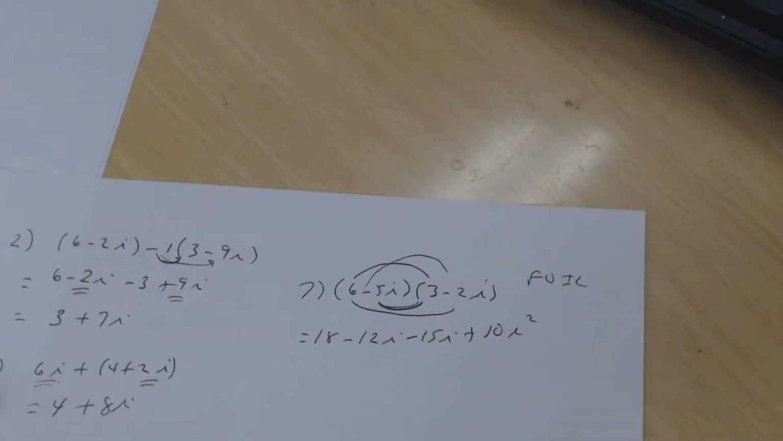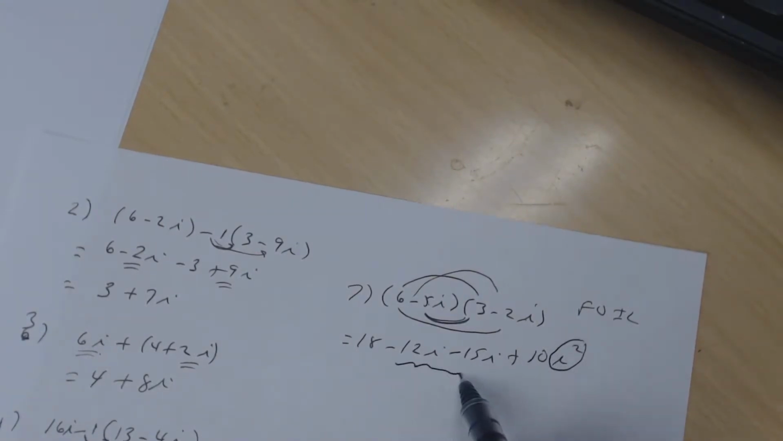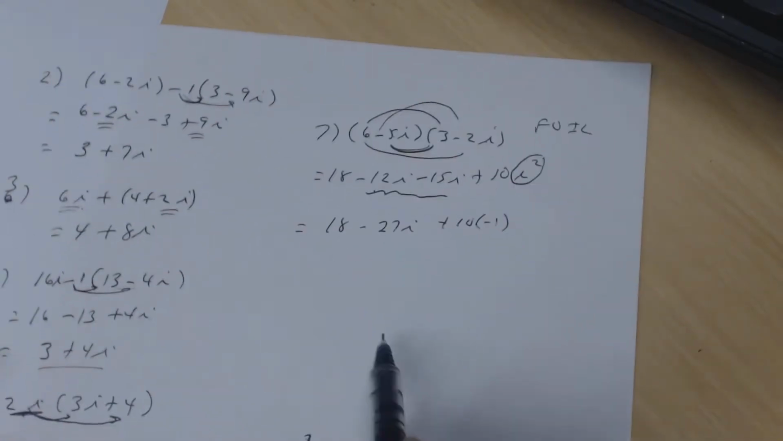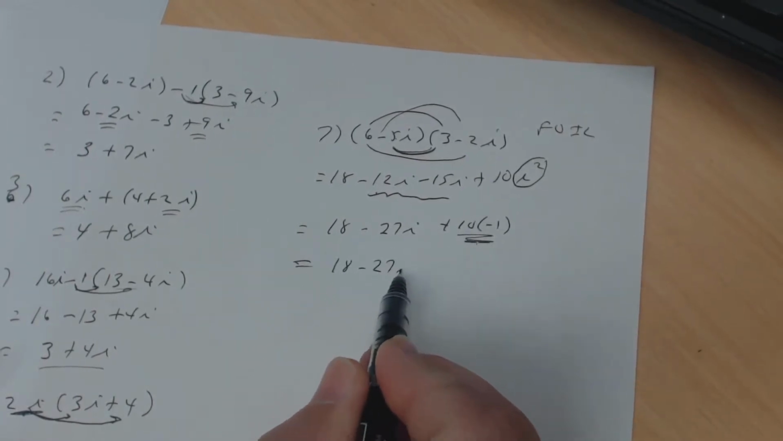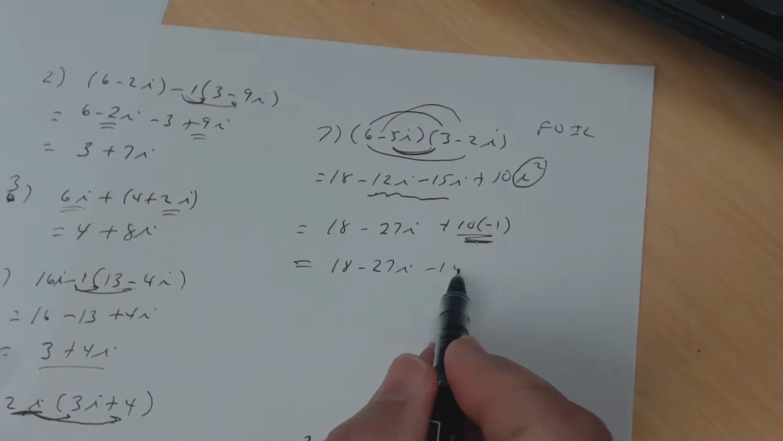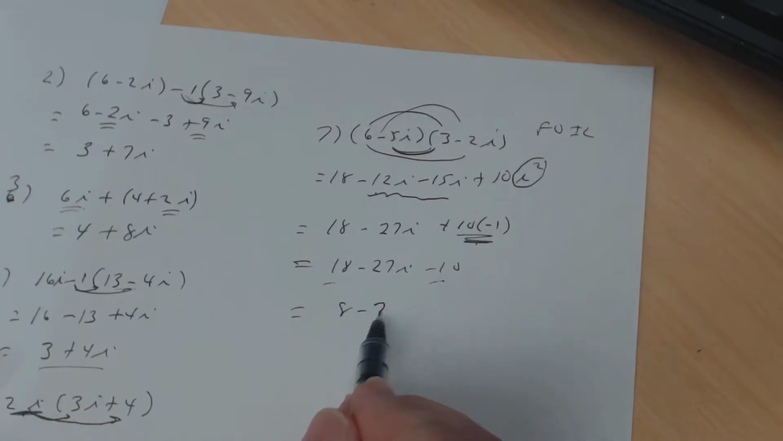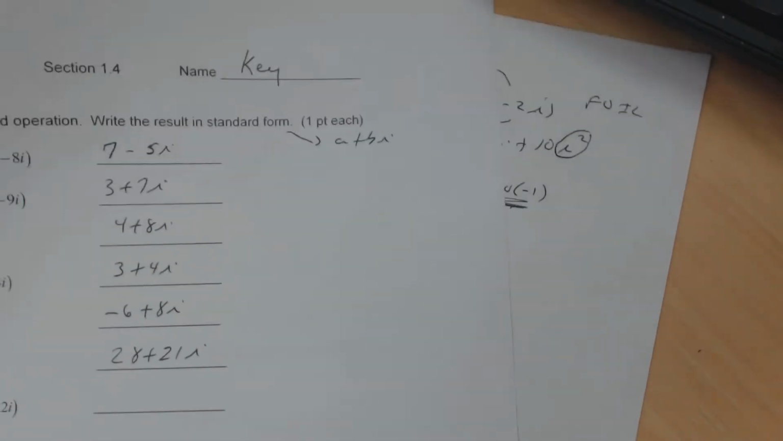Okay, so again, using the fact that I squared equals negative 1, I'm going to circle this to remind me about that. And we can combine the outer and the inner. So I get 18, a negative 12i, and a negative 15i is a negative 27i. And then plus 10 times a negative 1. So I get 18 minus 27i. Positive 10 times a negative 1 is a negative 10. Combining like terms, 18 and a negative 10, I get 8 minus 27i. So that's number 7. 8 minus 27i.